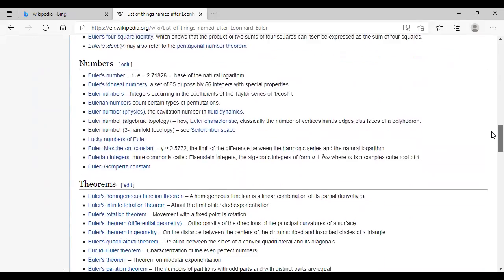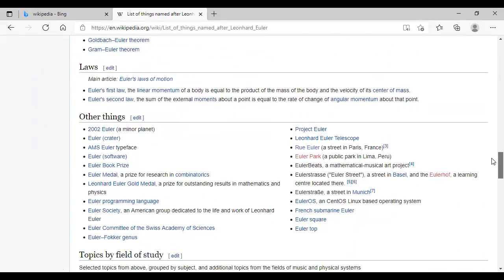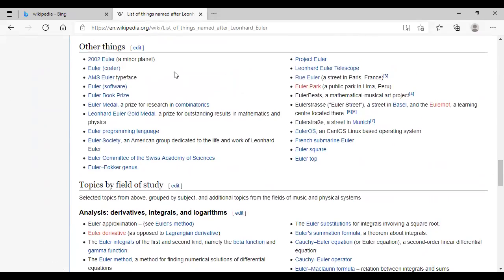How could you have this many things named after you? It's still going. There's still other stuff. There's a planet named after him. There's a crater named after him. Yeah, I'll be lucky to have one thing named after me. Okay, so let's continue on. That was enough Euler fun.